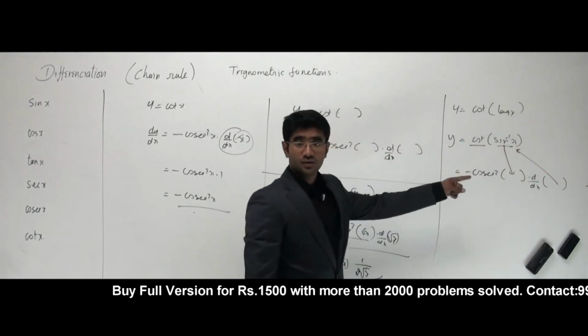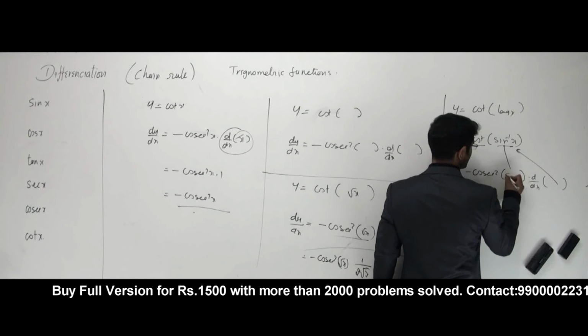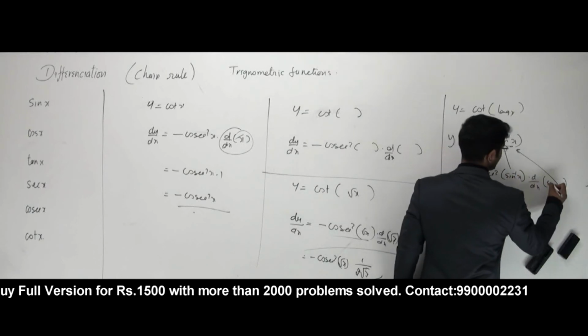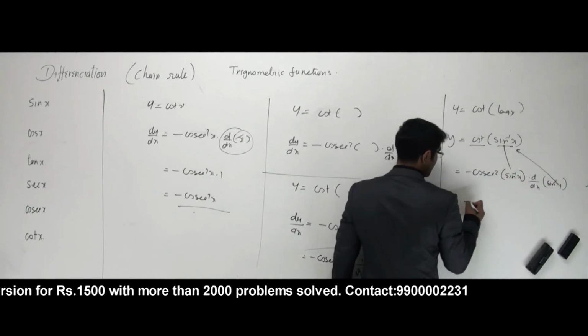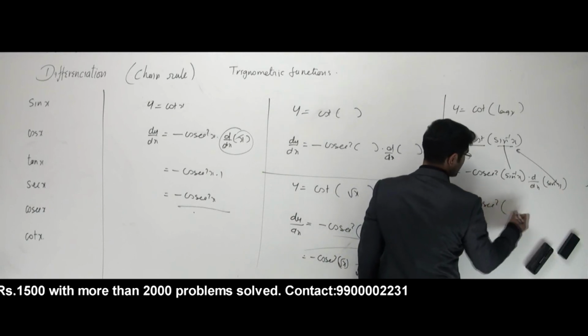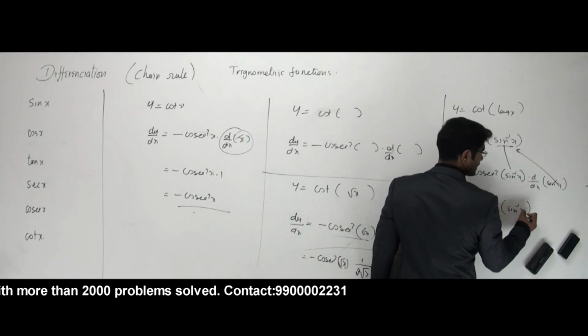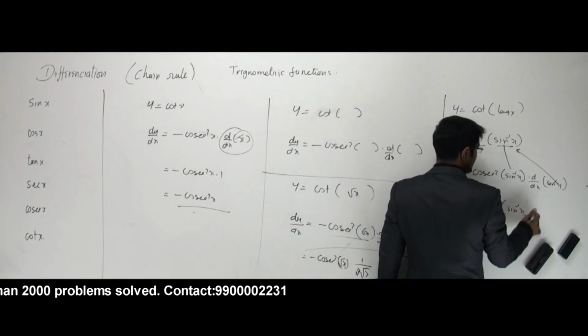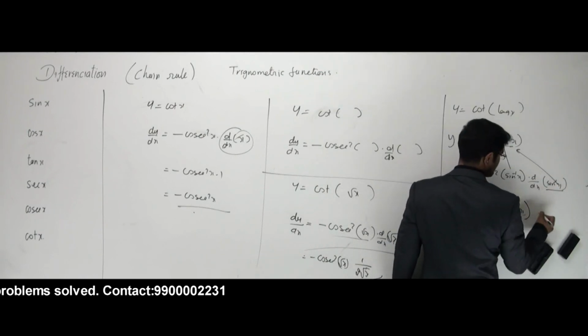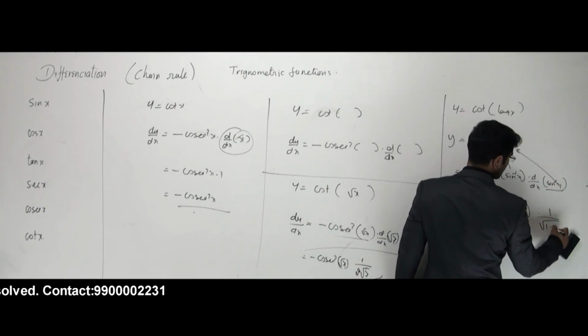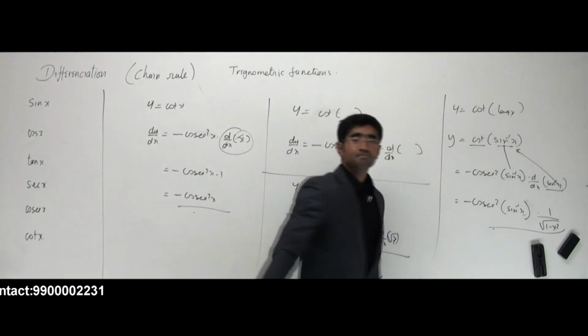That's it. So who's the function now? That is sine inverse of x. It goes like minus cosecant squared sine inverse of x. I don't have to touch this because there's no differentiation sign here, but here I can differentiate as 1 by root of 1 minus x squared. Okay, that's my answer. I hope you get this.